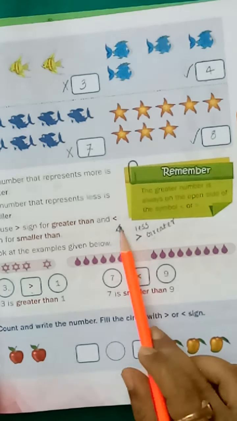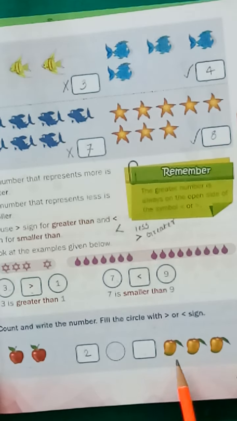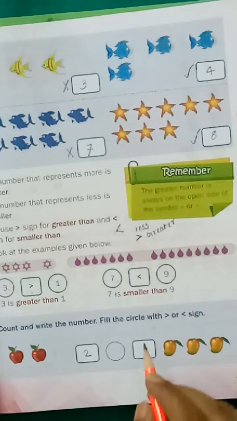Now we'll do these problems. See, how many apples are there? Count it first. Count 1, 2. How many apples are there on this side? 2 apples are there. Correct? And on this side, mangoes are there. How many mangoes are there? 1, 2, 3. 3 mangoes are there. Now I wrote 3.